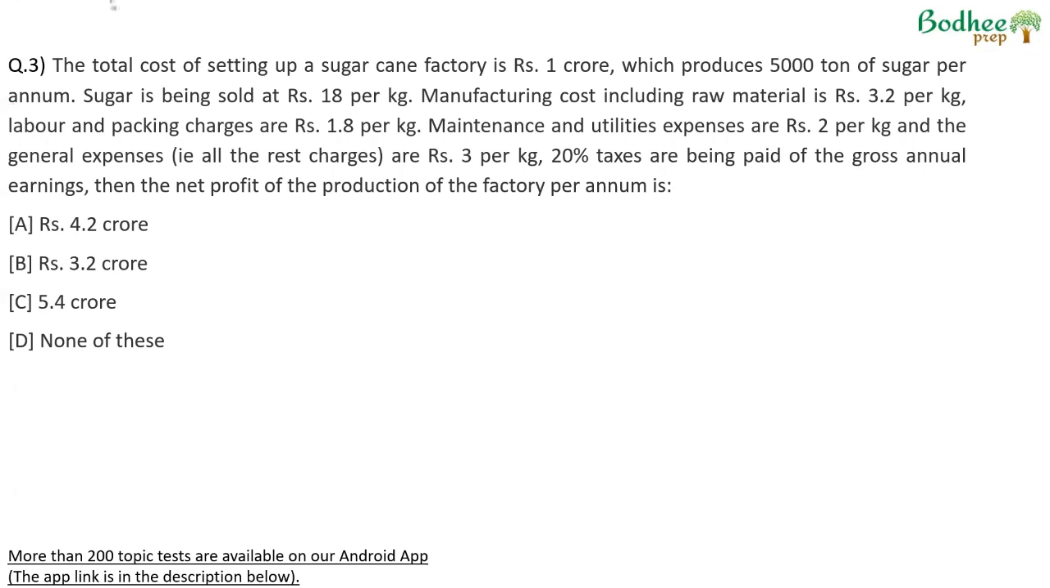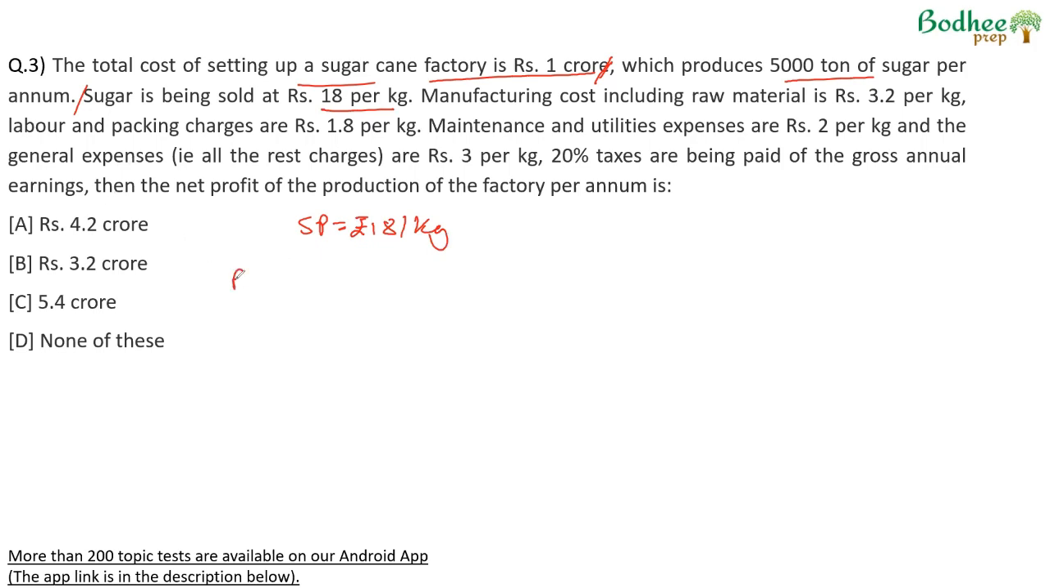The total cost of setting up a sugarcane factory is 1 CR. It produces 5,000 tons of sugar per annum. Sugar is being sold at rupees 18 per kg. Manufacturing costs, including raw material, is 3.2 per kg. Labor and packaging is 1.8 per kg.